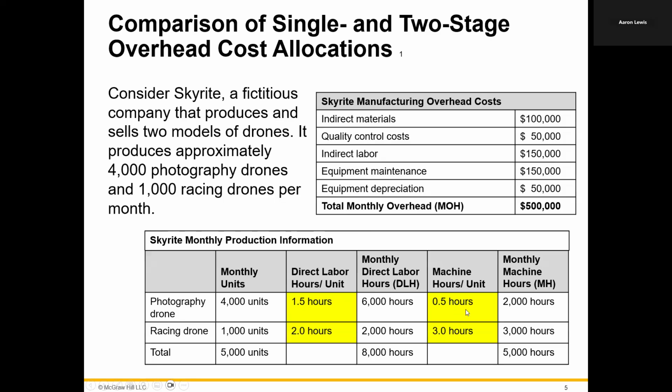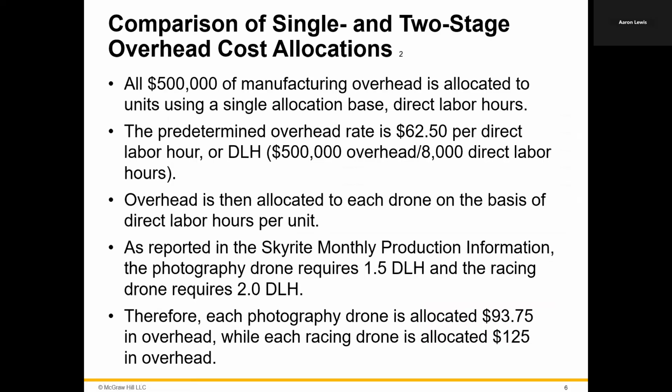But for machine hours, if we declare that to be our cost driver, well, the racing drone takes 6 times as much machine hours as the photography drone does. And subsequently, you're going to have 6 times as much of this overhead applied to the racing drone that you would to the photography drone. So let's see what things look like over here.